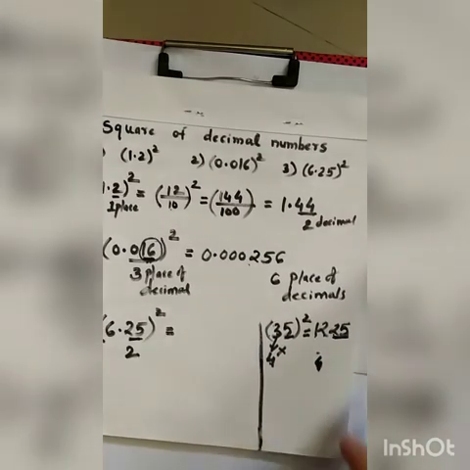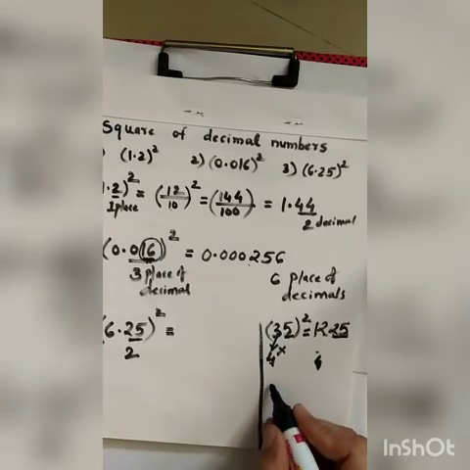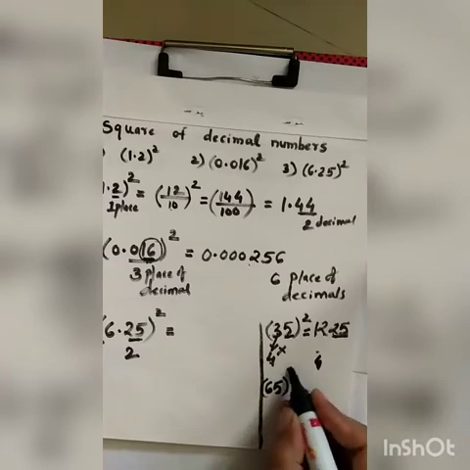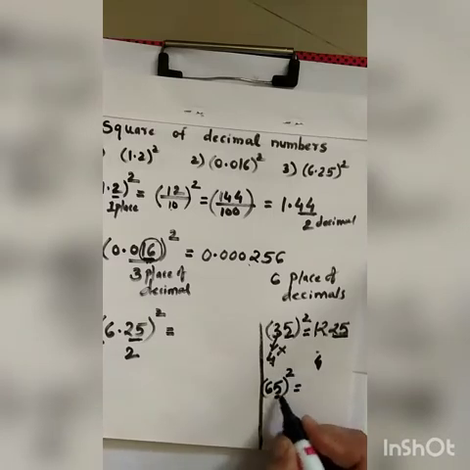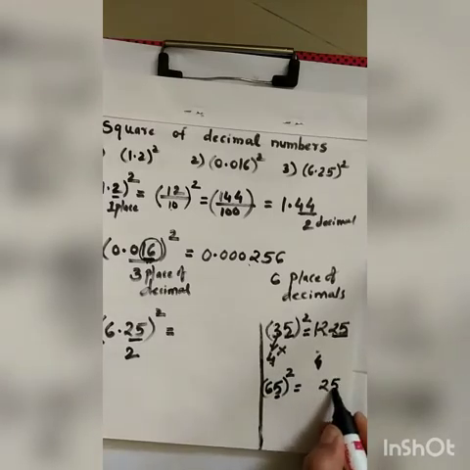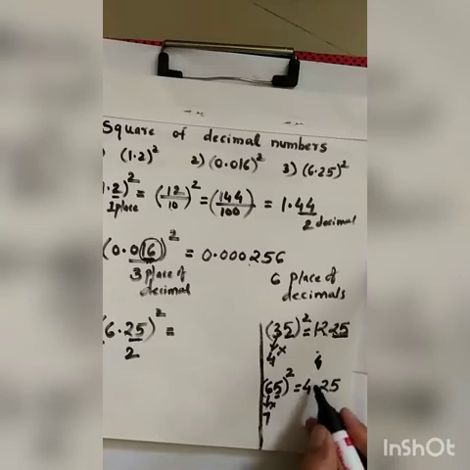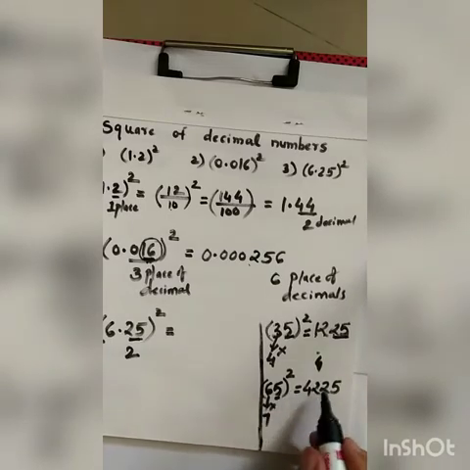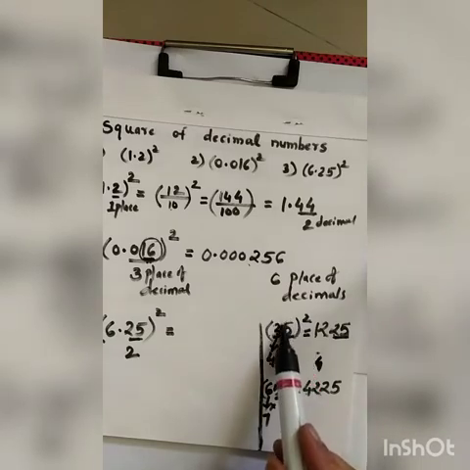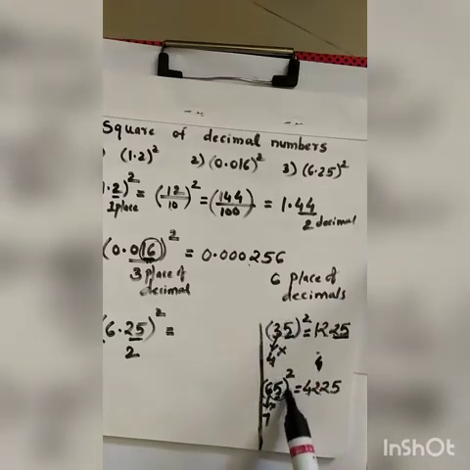Let's see one more time. Suppose it is 65. How to find the square of 65 directly? As it ends in 5, 25 is in the last. Now the successor of 6 is 7. So multiply: 6 times 7 is 42. So the square of 65 is 4225. So to find the square of a number that ends with 5, it is so simple.